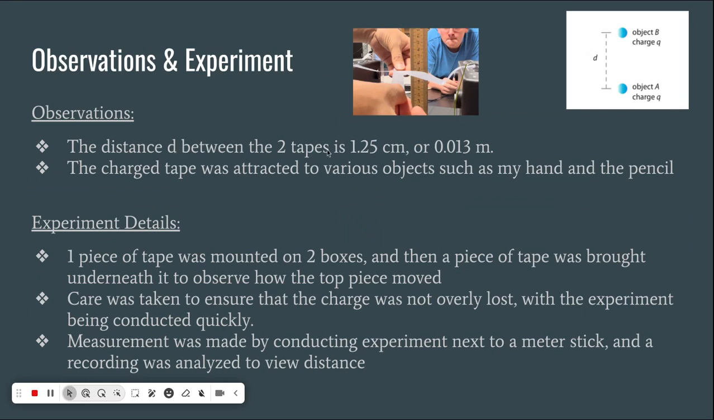We found the distance d between the two tapes to be 0.013 meters, as you can see up here. The charged tape was attracted to various objects, such as my hand and a pencil, but it was repelling the other charged tape, as you can see it rising here.